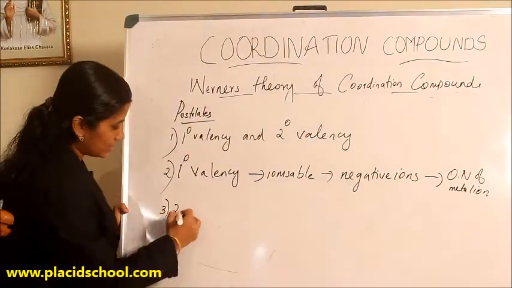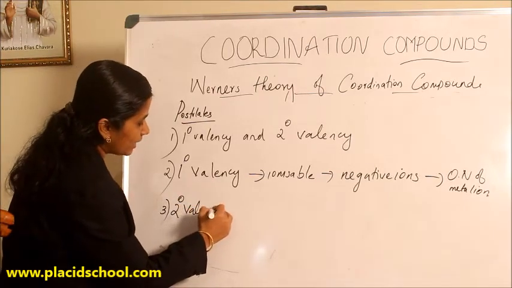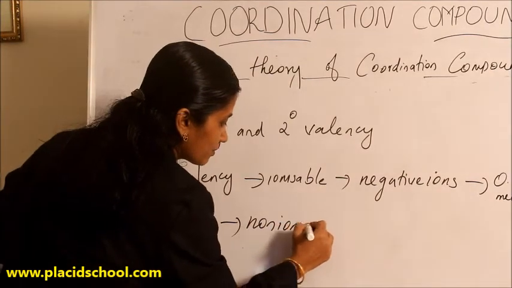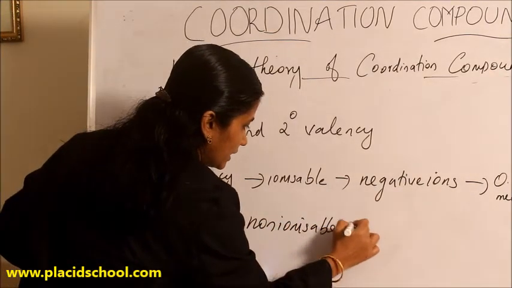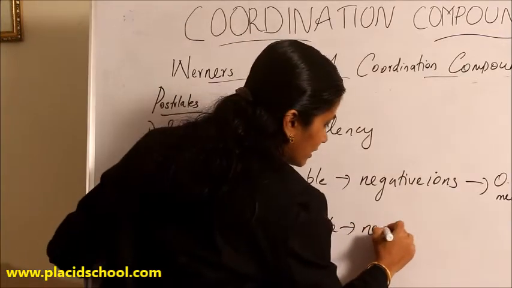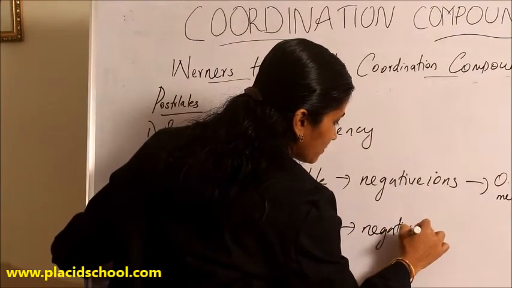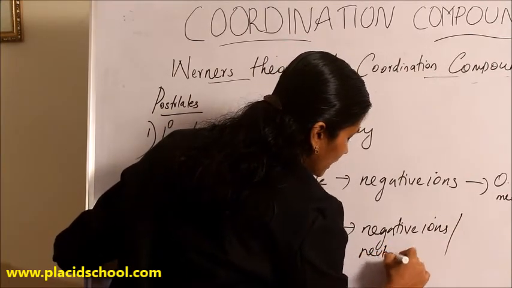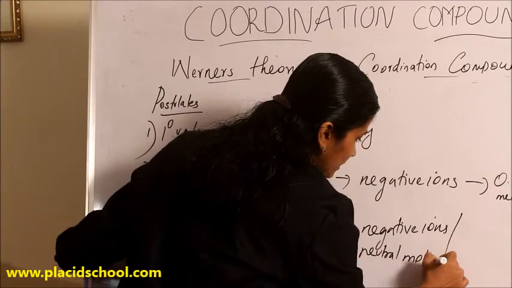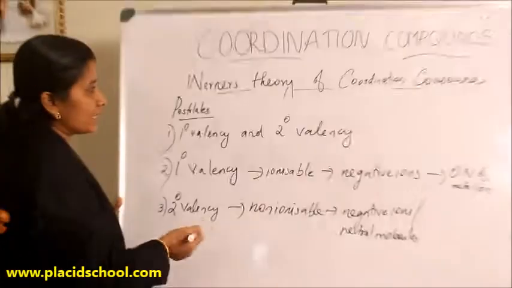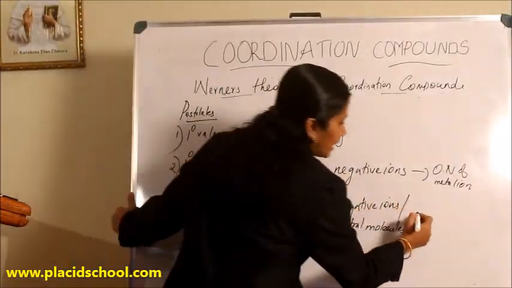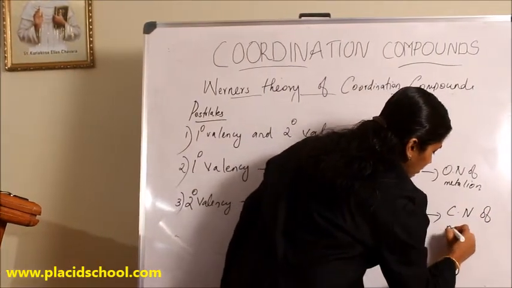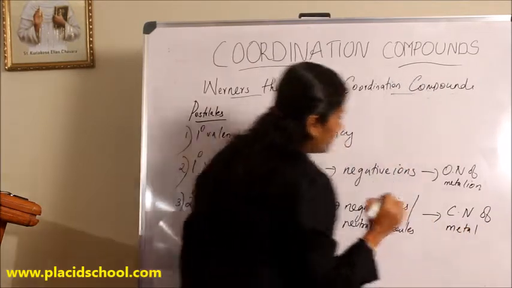Third postulate: secondary valency is non-ionizable. It is satisfied by negative ions or neutral molecules that we can see inside the coordination sphere, and in modern terminology it refers to the coordination number of that metal atom.